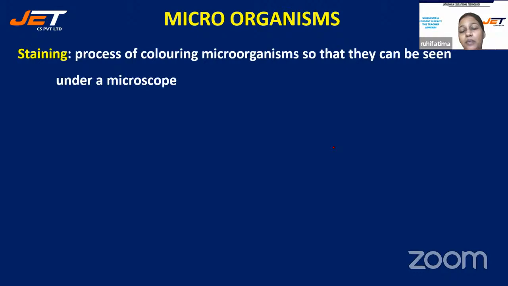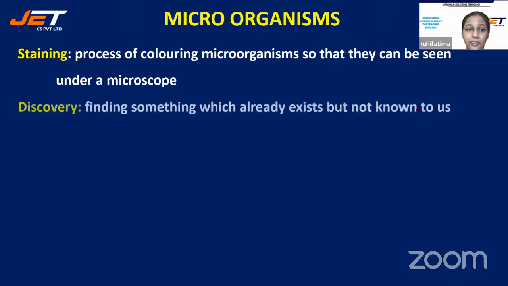Okay, now we will learn about staining. What is staining? Staining is basically the process of coloring microorganisms so that they can be seen under a microscope. Basically, these microscopic structures are transparent, so you cannot see them. For observing them under the microscope, we need the staining process. We need to color them, and that process is known as staining.